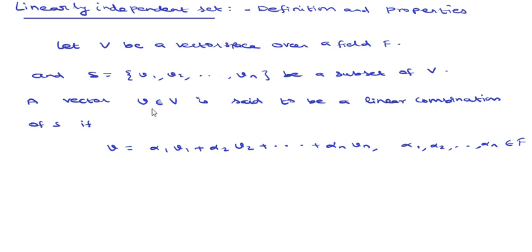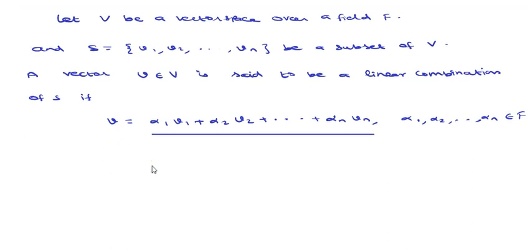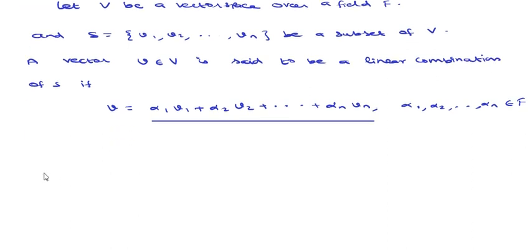So if v in V can be written as a linear combination of this S, that is, in the form v equal to alpha 1 V1 plus alpha 2 V2 plus etc plus alpha n Vn, then we call this a linear combination. So here v is written as a linear combination of the elements of S. Based on this we will see the linearly independent set.